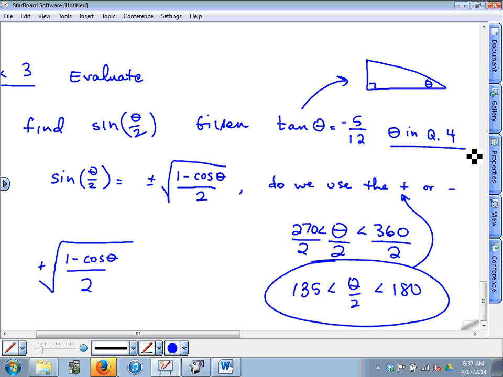We knew that theta was in quadrant 4. So to be in quadrant 4, that means theta has to be less than 360 but greater than 270. Then we had to see where theta over 2 was. If we divided everything in half, then that became 180, and that became 135. So theta over 2 is in this region, 135 to 180. That's in the second quadrant, and the sign is positive in the second quadrant.